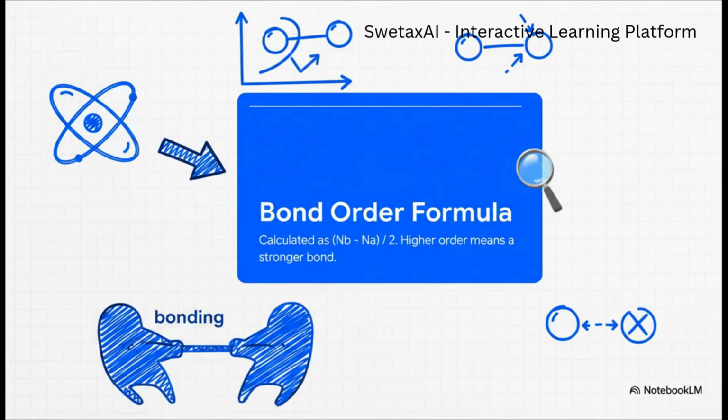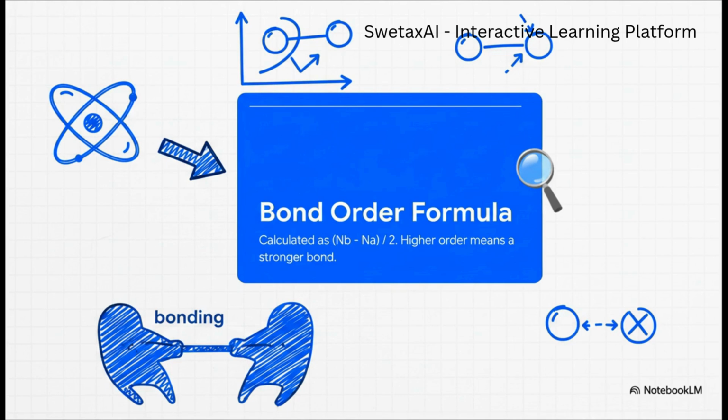So how do we actually know who's winning that tug of war? Well, we use the bond order formula. You take the number of bonding electrons, subtract the antibonding electrons, and divide the whole thing by 2. Honestly, guys, this is a huge focus area for your exams. Why? Because the bond order pretty much tells you everything you need to know. A higher bond order means a stronger bond, a shorter bond length, and a way greater bond energy needed to break it. And if the bond order calculates out to 0, the molecule simply cannot exist.